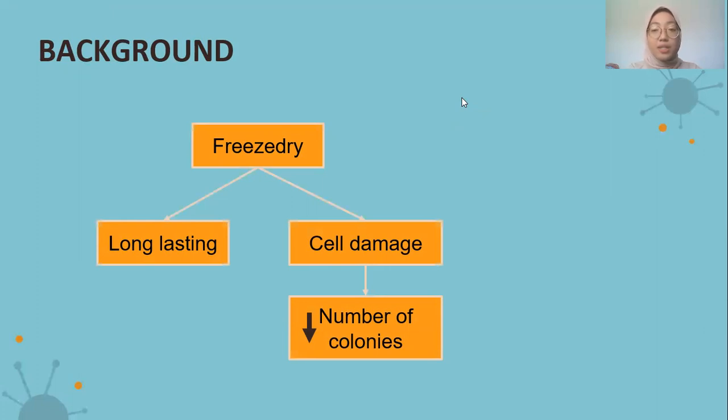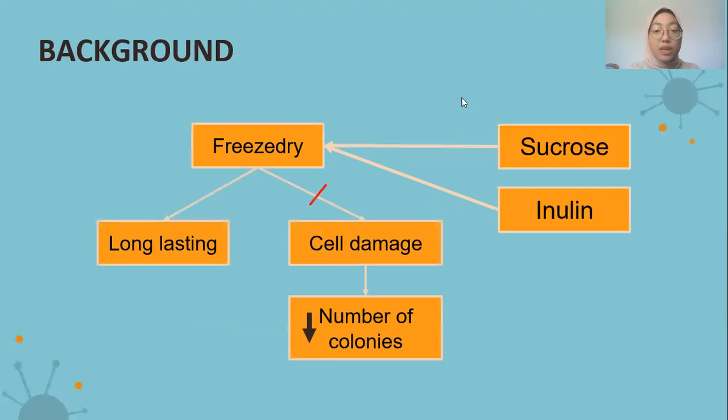However, this process can cause damage to the bacterial cells, so that the number of LAB or lactic acid bacterial colonies can decrease. To overcome this, inulin as a prebiotic and sucrose as a cryoprotectant as well as prebiotics need to be added.